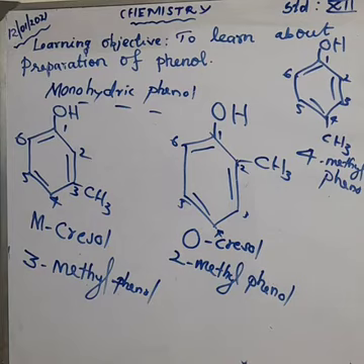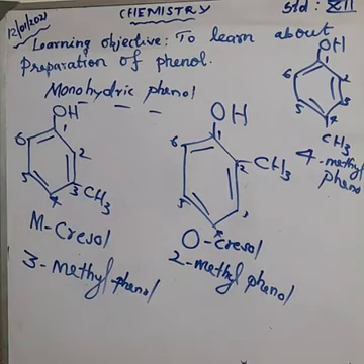So anyhow, try to understand the classifications of monohydric phenol. One is orthocresol, where one methyl group is present at the ortho position. Next is metacresol, where one methyl group is present at the meta position. Next is paracresol, where one methyl group is present at the para position. So these are the monohydric phenols.